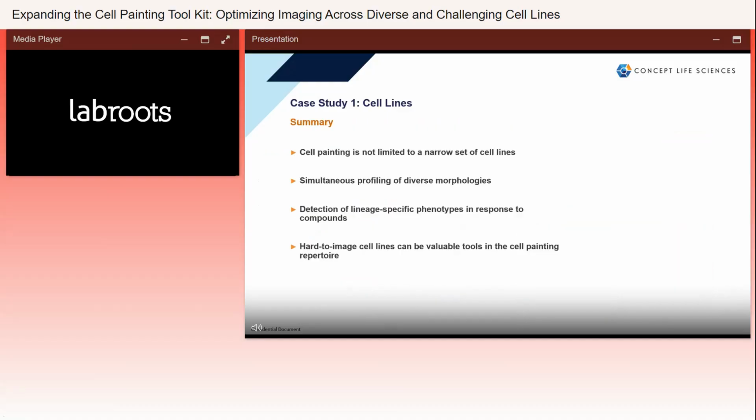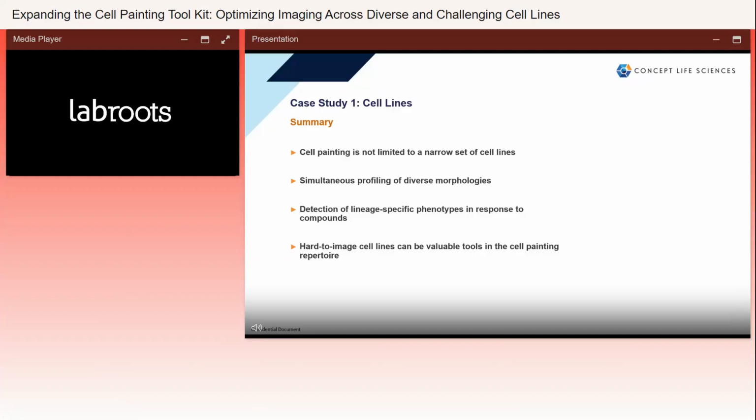So as a summary, cell painting is traditionally focused on a small number of well-characterized, easy-to-image cell lines. However, the technique is not inherently limited to these models. The established protocol can be applied across a wide variety of cell lines, although keeping the established cell lines in any screening panel would be optimal.